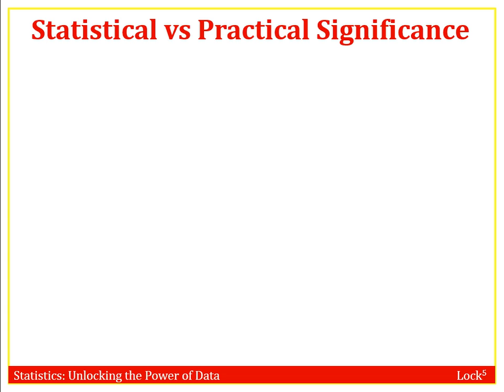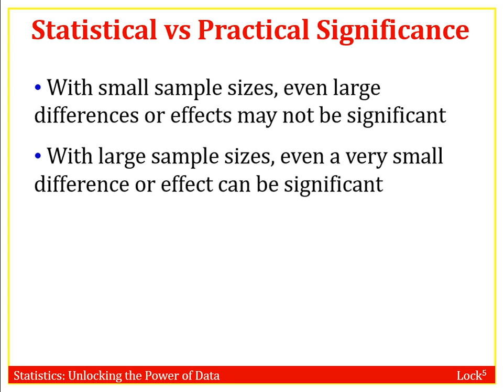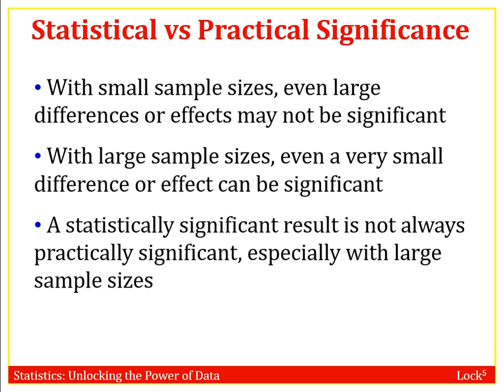So something can be statistically significant, but not practically significant. A small sample size can make even large differences in effects not significant. Or the other extreme, a large sample size will make even small differences significant. Just because it's statistically significant does not mean it's really practically significant.